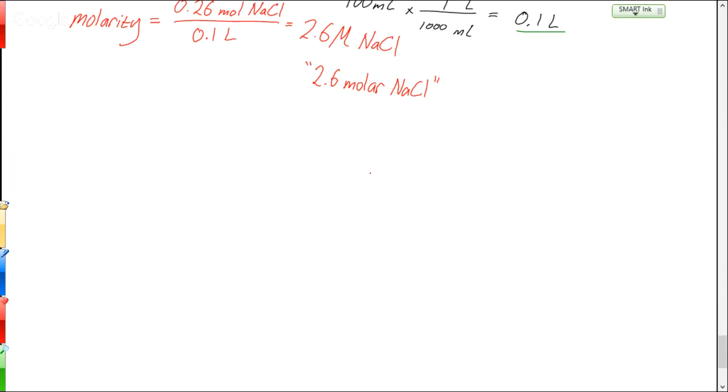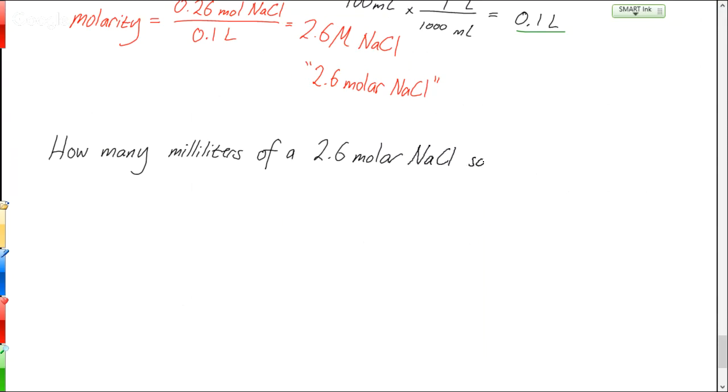So that might look like this. How many milliliters of a, let's say 2.6 molar, and actually I'm going to change this because it's usually not written molar out like that. Usually you just get a big capital M. So how many milliliters of a 2.6 M NaCl solution contain 3.2 moles?